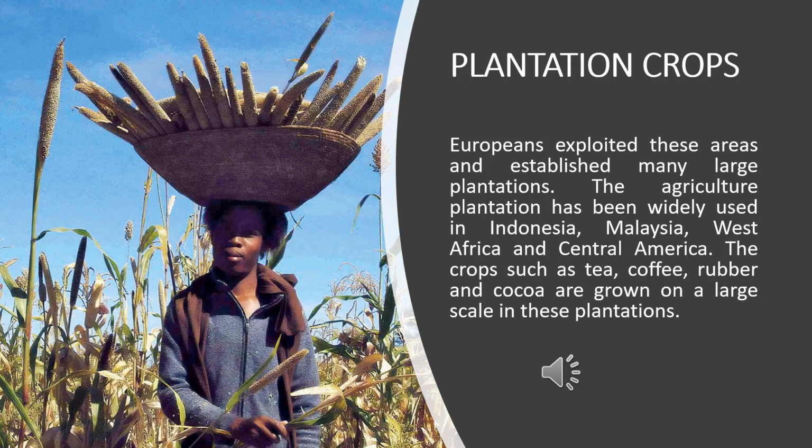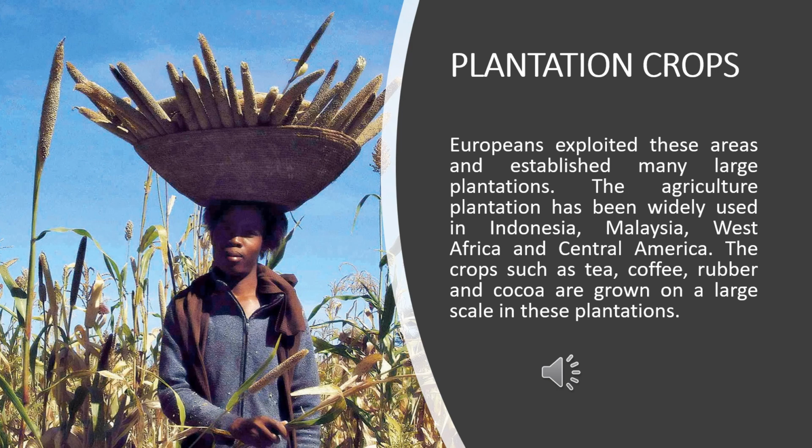Now, large plantations. When Europeans came to these equatorial forest regions, what did they do? They took away these forest areas from the tribal people and cut them and turned them into large plantations. Large plantation means growing a single crop over a large area.